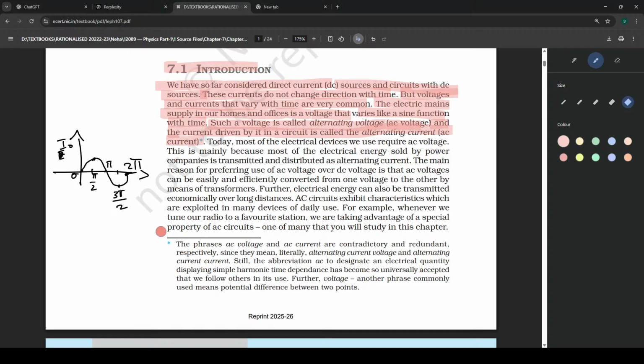Let's see something. There is a star here, meaning there is a note. The phrases AC voltage and AC current are contradictory and redundant, respectively, since they mean literally alternating current voltage and alternating current. Still, the abbreviation AC to designate an electrical quantity displaying simple harmonic time dependence has been so universally accepted that we follow others in its use. Further, voltage, another phrase commonly used, means potential difference between 2 points.